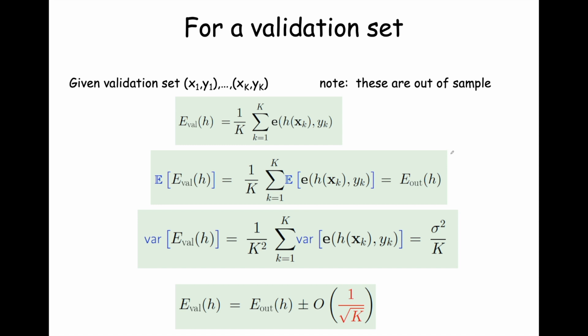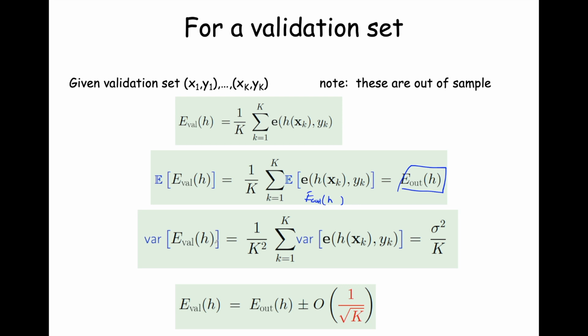Now, of course, if we take the expected validation error, well, the expectation of a sum is the sum of the expectation. So we can bring this expectation inside of the summation, and we know that the expectation of our pointwise error is just E out for our hypothesis. This is a constant, we're adding it to itself big K many times, dividing by K, and that's just E out. And so the expectation of the validation error is exactly E out.